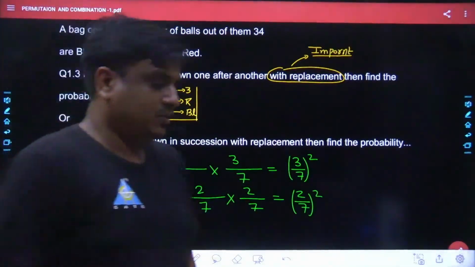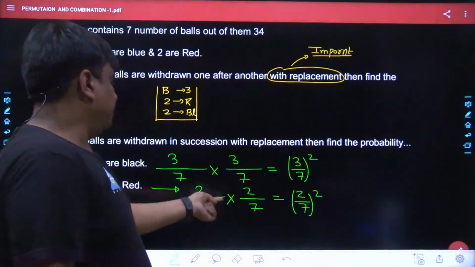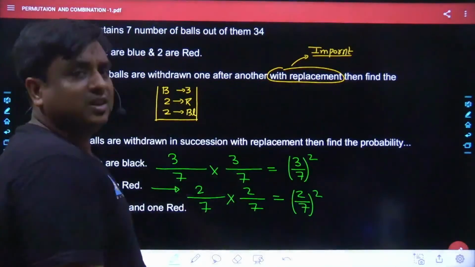1 divided by 6. Could you understand? So may I know what must have been the answer over there? This is 2 by 7 into this must have been 1 by 6. That's been the basic difference.